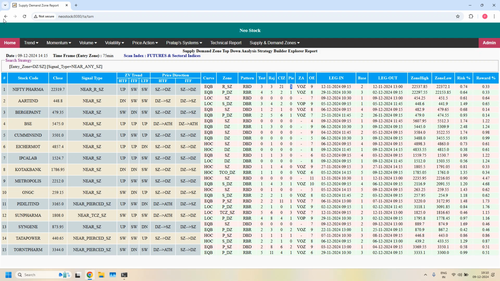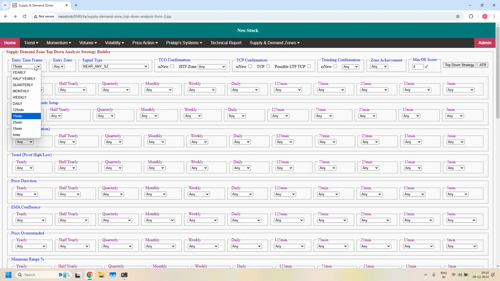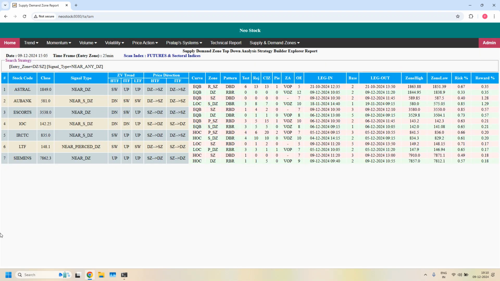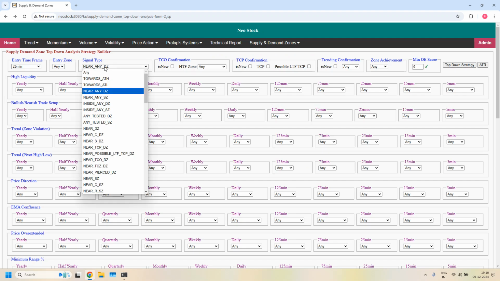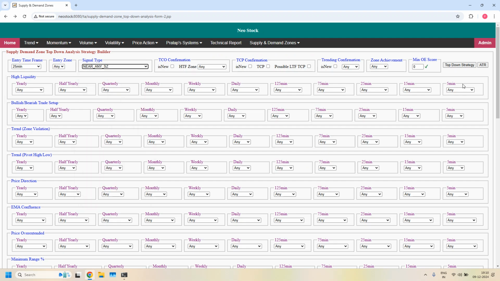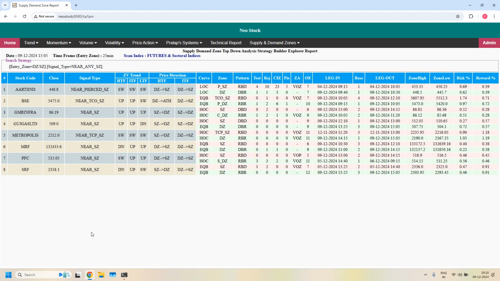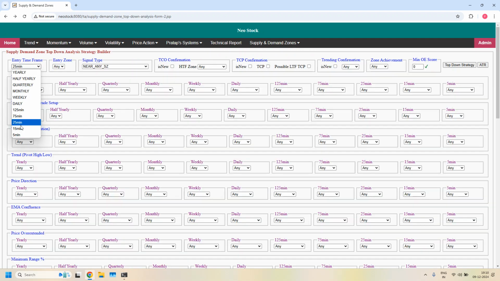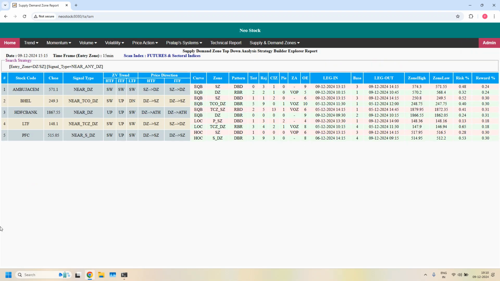Okay. Next time frame is 25 minutes. Stocks near 25 minutes demand zone. 7 stocks are filtered. Next 25 minutes time frame. Stocks near 25 minutes supply zone. 8 stocks are filtered. Next time frame is 15 minutes. Stocks near 15 minutes demand zone. We got 5 stocks.